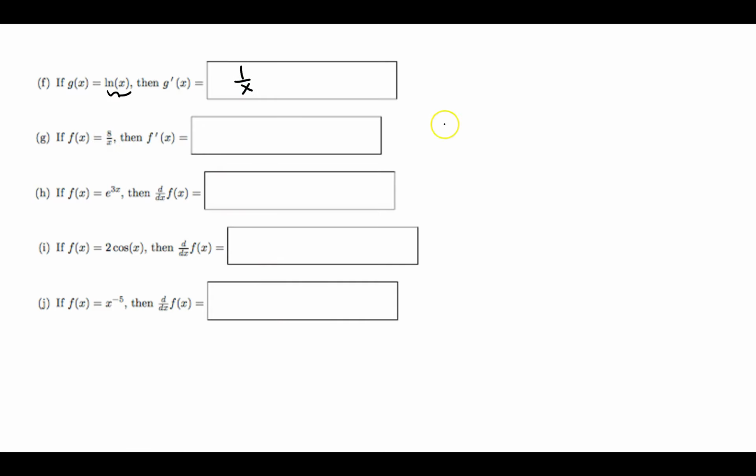Now for 8 over x, we're going to rewrite that function as 8x to the -1 so that we can keep the 8, bring down the -1, and take x to the -2. Remember, we have to take away 1 from it. And so that is -8x to the -2.